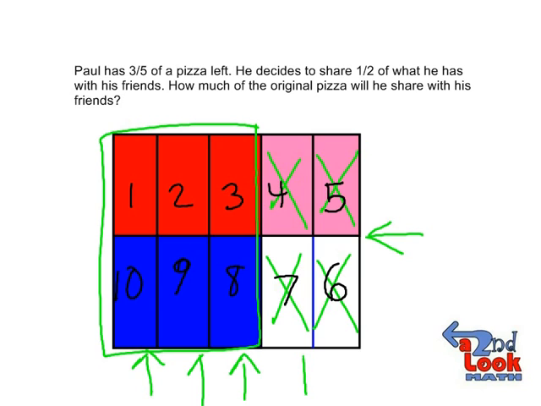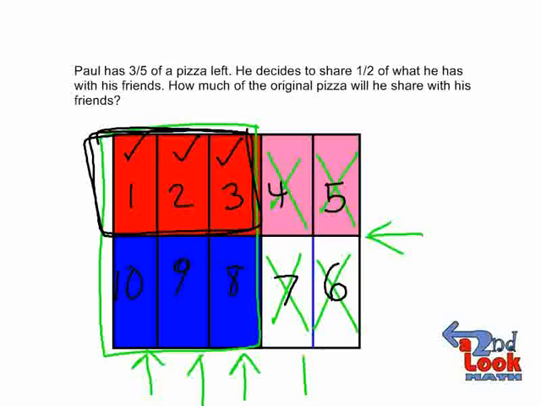And as we've discussed, this section here is 1/2 of the 3/5 that he had. And so we're talking about 1, 2, 3 tenths of the pizza. 3 tenths of the pizza. So if he has 3/5 of a pizza, and then Paul decides to share 1/2 of what he has, he's sharing these 1, 2, 3 tenths of the original pizza.